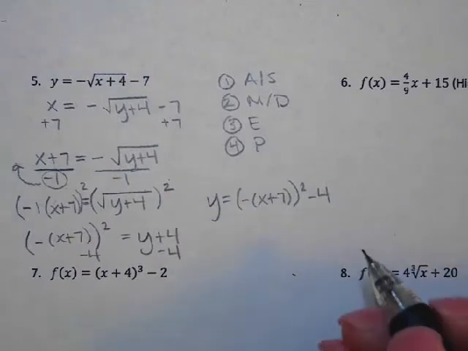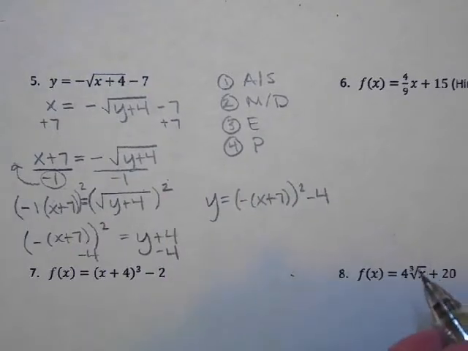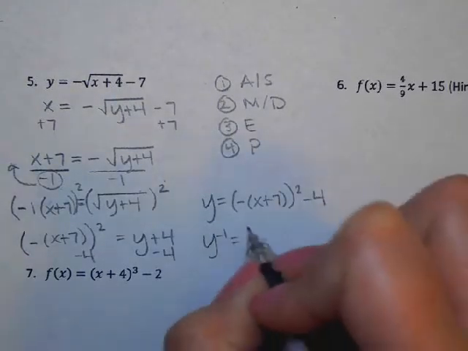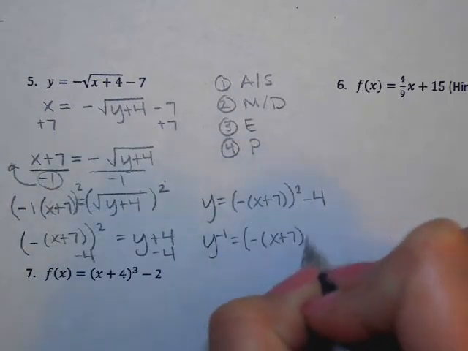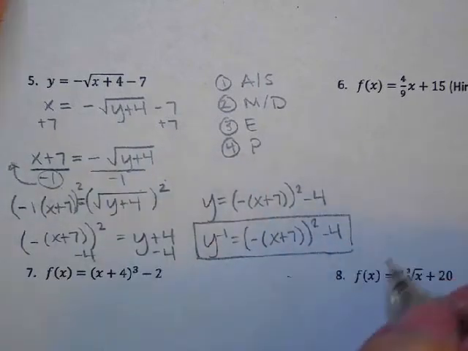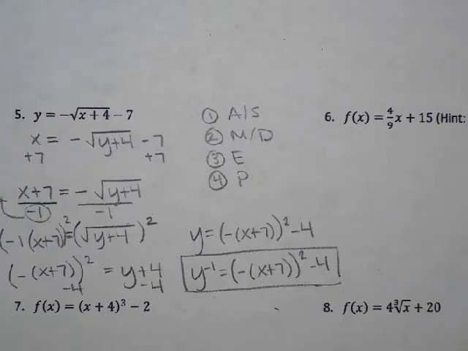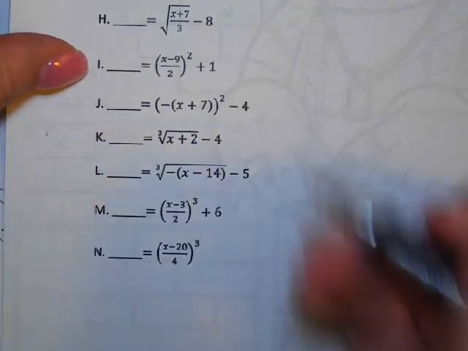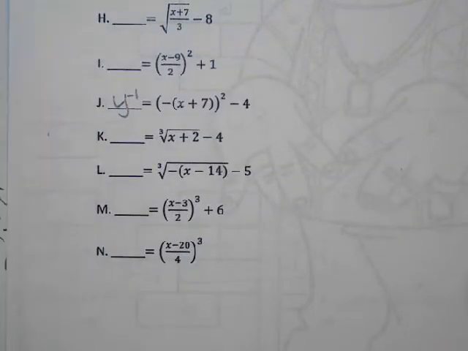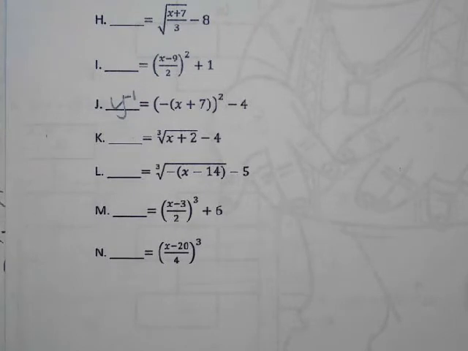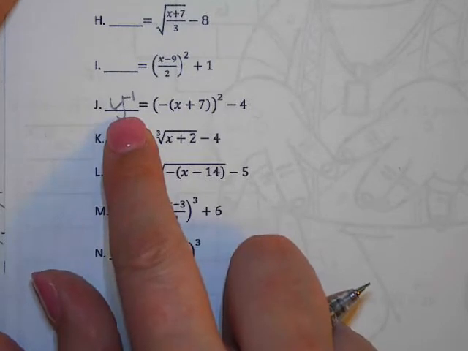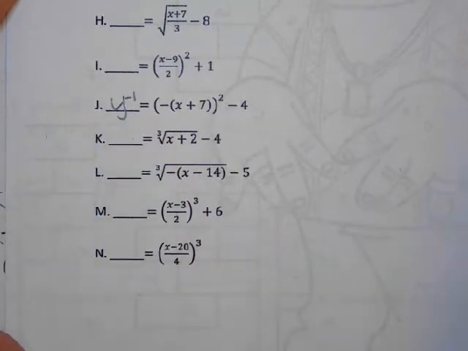And then at the very end of the problem, we go back and make sure that our notation is in correct inverse notation. So I'm going to say y inverse equals negative x plus 7 squared minus 4. And if you look at the answer choices, you can see that that matches answer J. The blank in here is just for you to write your correct inverse notation, since all of the problems are a little bit different. Some of them are y equals, some of them are f of x equals, and so you would just put your correct notation in there. All right, so that one is J.